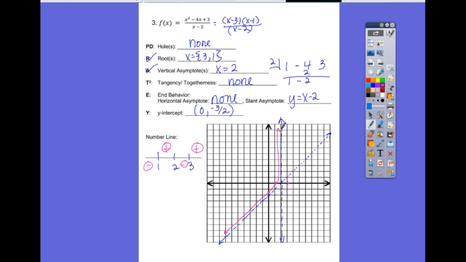From 2 to 3 is negative. So that's this little part right here, right? From 2 to 3, and it's negative. So this has to go here. And then from 3 on is positive, so that's going to go like this. Way easier, way easier. One more.